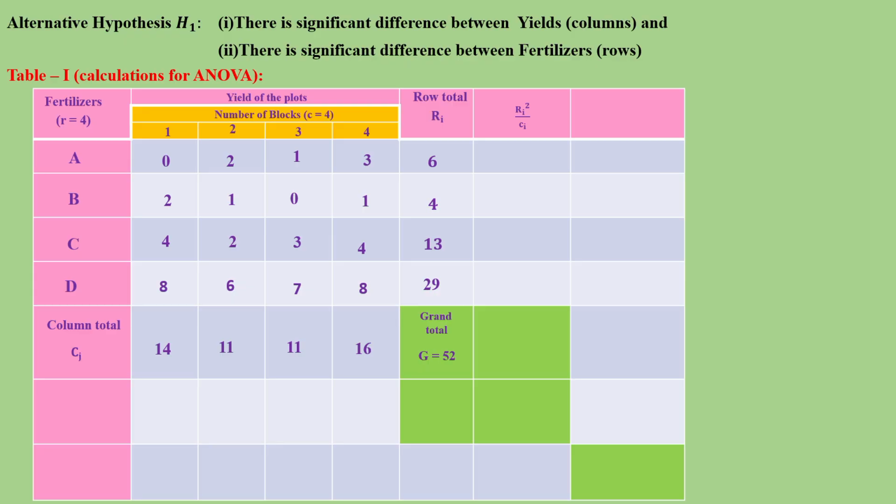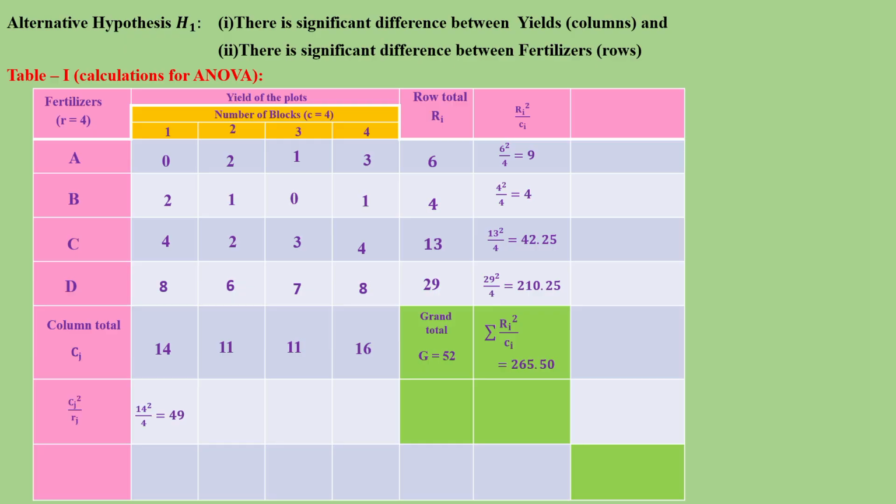Then find Ri square by Ci. First row, R1 square by C1, is equal to 9. R2 square by C2, 4 square by 4, is equal to 4. Then 13 square by 4, 42.25. Then 29 square by 4, 210.25. Then add up all of these: summation Ri square by Ci is equal to 265.50.